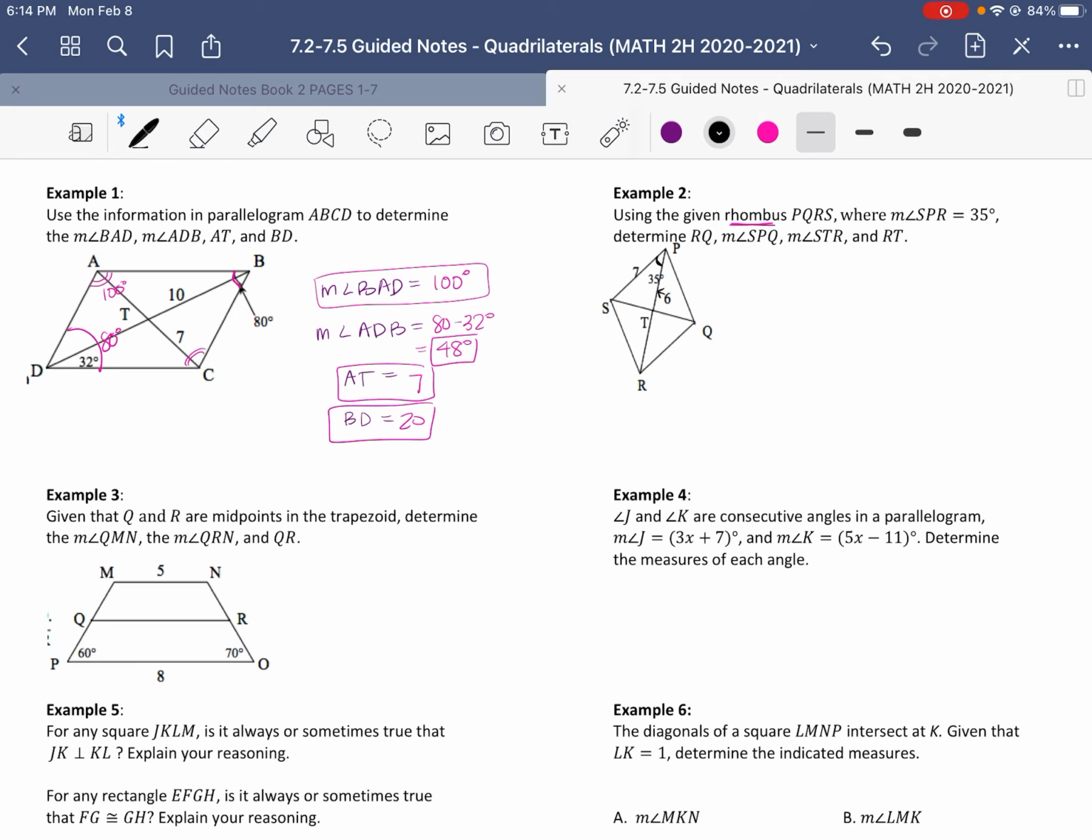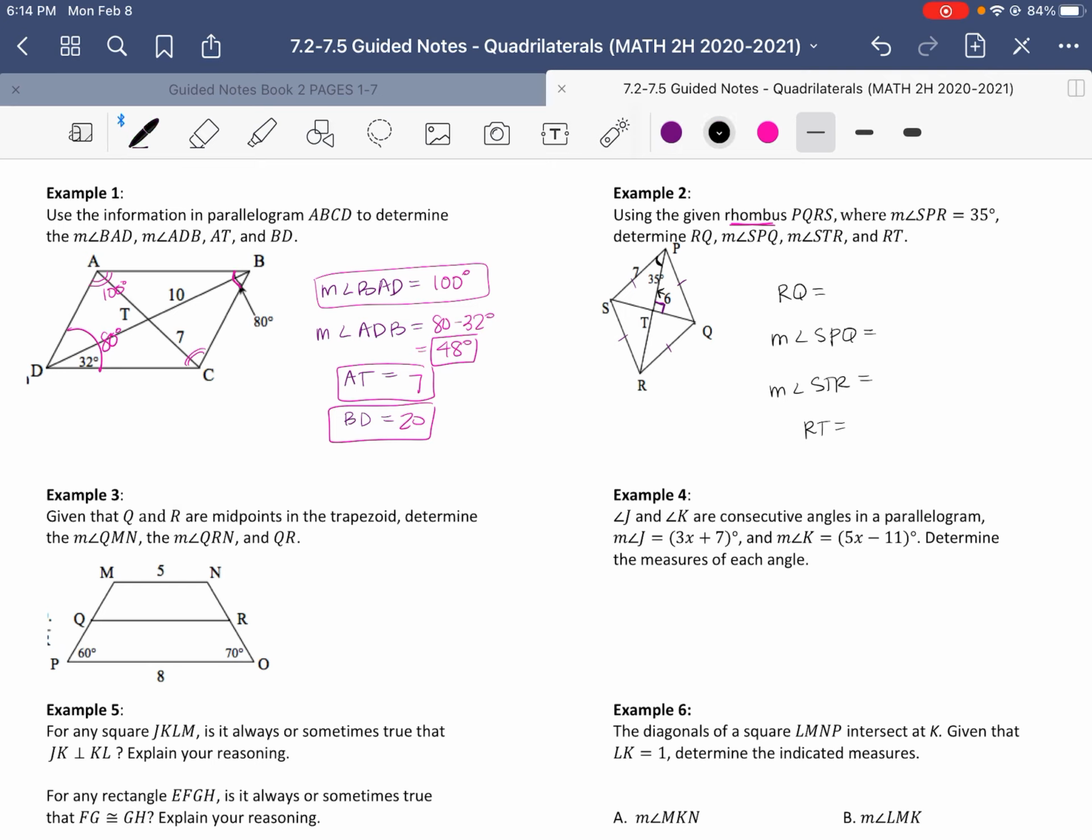So in a rhombus, let's see, it wants us to determine RQ, then the measure of angle SPQ, the measure of angle STR, and the length RT. So remember, in a rhombus, all the sides are the same length. Let's just think about a few things here. Yeah, all these sides, right, are going to be the same length in a rhombus. The diagonals cross at a 90-degree angle, so they're perpendicular.